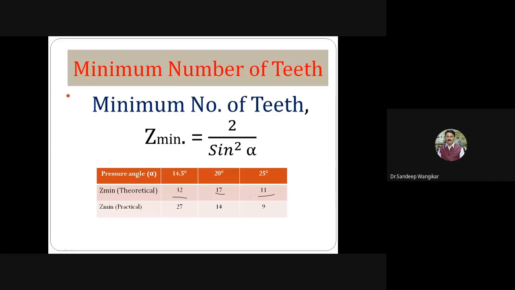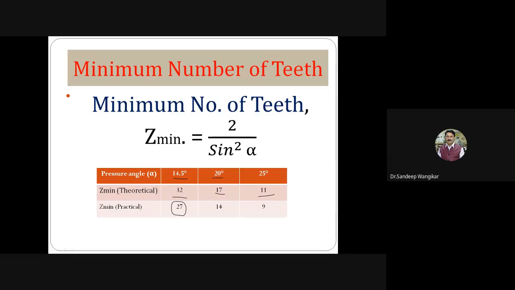Now if you see Z minimum practical, instead of going for 32, by slightly changing the fillet radius and giving corners at the top of the gear profile, so a slight modification in the gear tooth profile form, this minimum number of teeth can be further reduced up to 27 for the 14.5 degree full depth involute system. Then instead of 17 for the 20 degree full depth involute system, we have discussed the advantages of this system also. This system is widely preferred over the 14.5 full depth involute system.